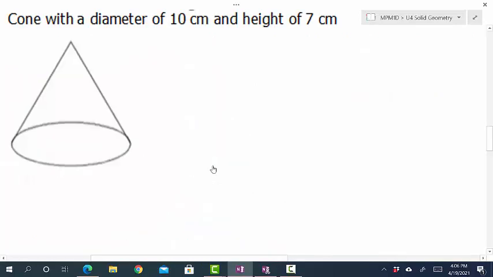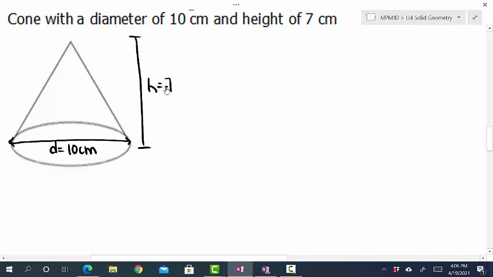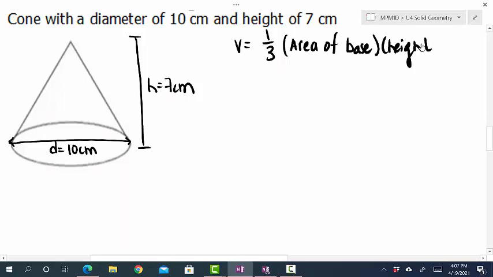Okay, find the volume of a cone with diameter of 10 and height of 7. So first thing you want to do is draw your measurements on the diagram. Now the volume of a cone is equal to 1/3 the volume of a cylinder, and the volume formula for a cylinder is just area of the base times the height. That's what all prisms are. Good to understand where these formulas come from, but when in doubt, you're always welcome to look at that formula sheet because you'll be able to use that for a test.